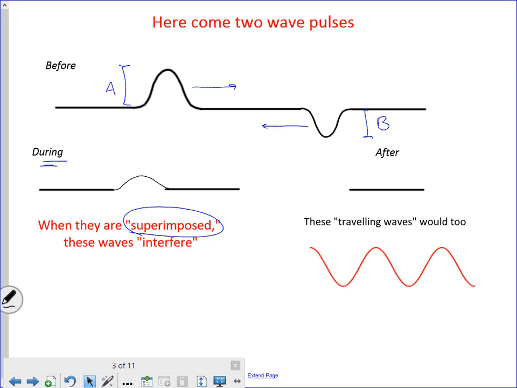So this is still a crest, but it now has an amplitude, let's call it A minus B. Or maybe it's A plus negative B. Okay, but what we get is a crest and a trough interfere, and they interfere in such a way that they don't combine each other's effects, but each of them takes away from the other, and we say they interfere destructively.